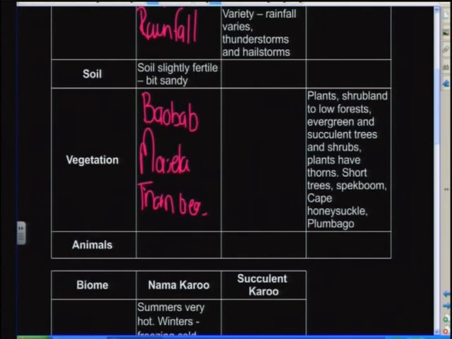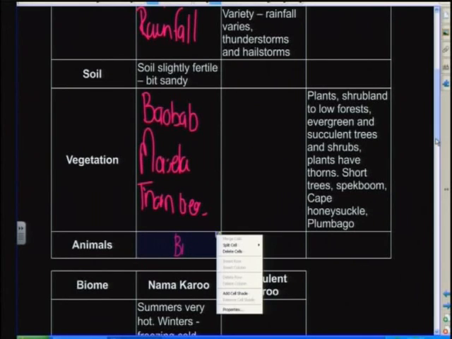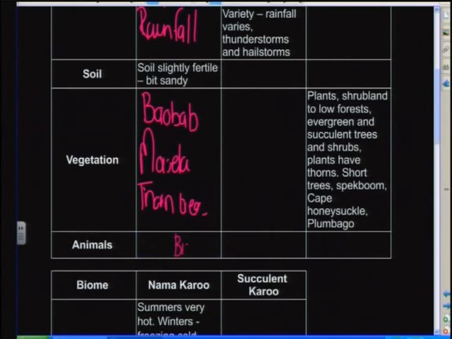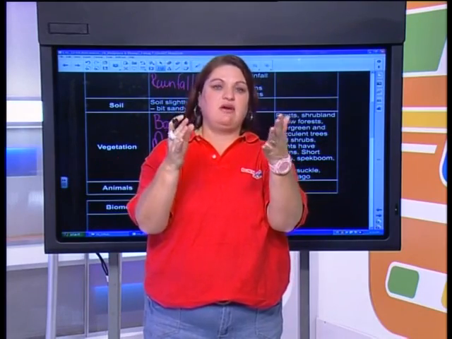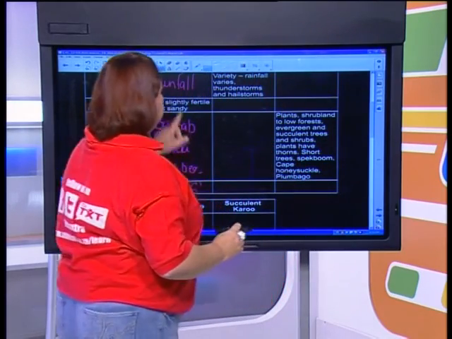Animals, bushveld. Think of bushveld. I can think of the big 5. Okay, there we go, the big 5. So already, just looking at the climate, what have I got? All my characteristics.